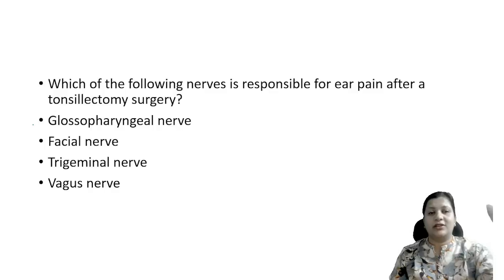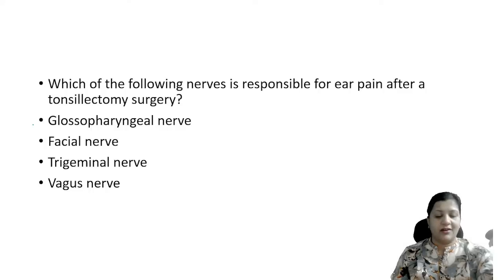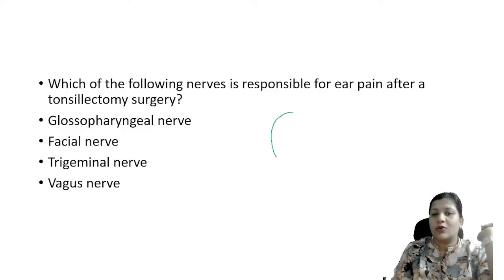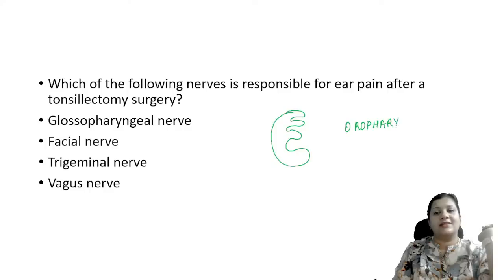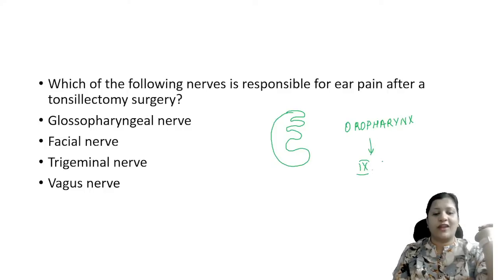Okay, now next question. Which of the following nerves is responsible for ear pain after a tonsillectomy surgery? Glossopharyngeal nerve, facial nerve, trigeminal nerve, vagus nerve. Yes, very, very good. All of you, I'm seeing, are answering it absolutely right. So, following tonsillectomy, basically, we should know where the tonsil lies. So, tonsil lies in your oropharynx. The entire oropharynx is supplied by which nerve? The entire oropharynx is supplied by your glossopharyngeal nerve.